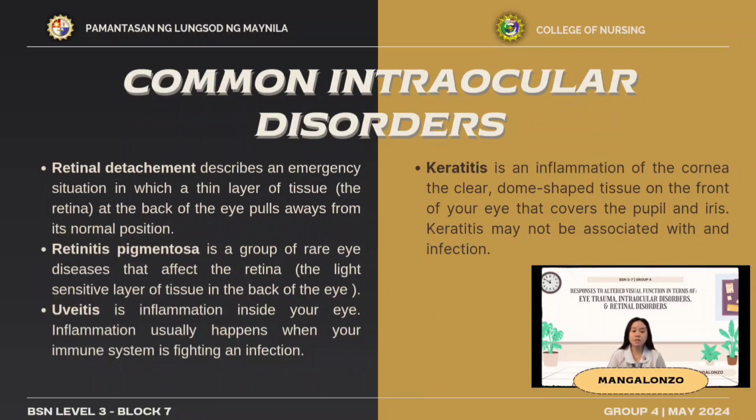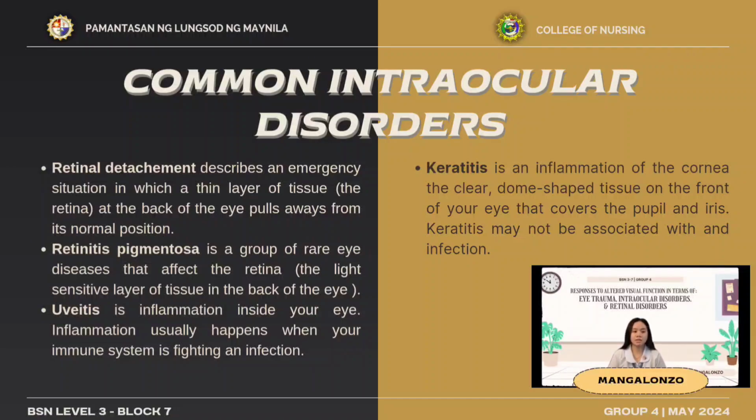And then the next one is retinal detachment. This is when the retina detaches from the back of the eye, leading to vision loss. It often presents as flashes of lights, floaters, or a curtain-like shadow in the field of vision and requires immediate medical attention. And then the next one is retinitis pigmentosa. This is a group of genetic disorders that cause the degeneration of the retina's light-sensitive cells, or the rods and cones, leading to night blindness and a gradual loss of peripheral vision.